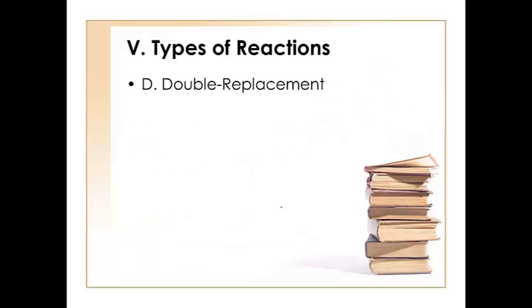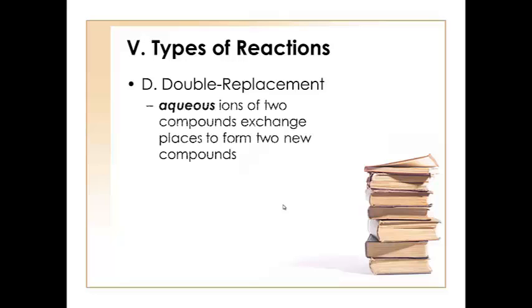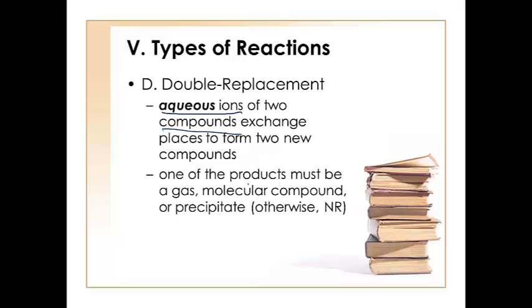Now double replacement reactions. Aqueous ions, that means the substances have to be dissolved in water. For 2 compounds, so 2 reactants, both of them have to be compounds. They will exchange places to form new compounds. Now one of the products has to be either a gas, a molecular compound, or a precipitate. Otherwise no reaction takes place. Now you can assume in this chapter that one of the products, as long as you know it's double replacement, will be one of these 3 things.